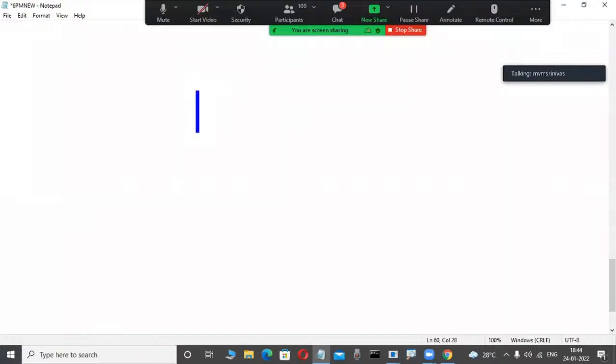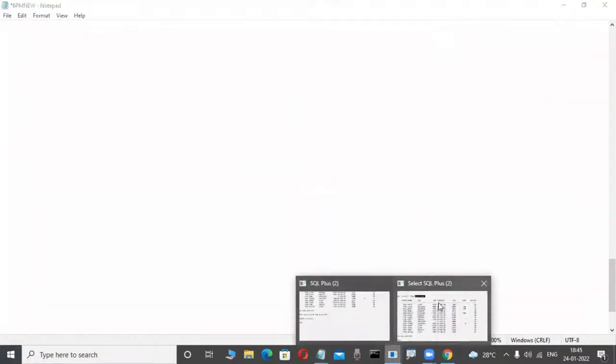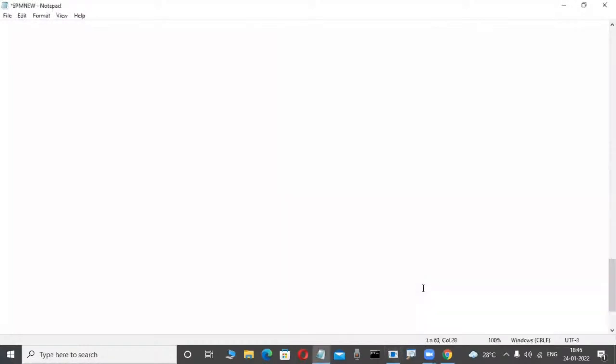One is the EMP table. EMP means employee details are stored in that predefined table, don't worry. Another table Oracle Corporation provides for practice is the DEPT table, the department table. One is the EMP table, another is the DEPT table. You will become familiar with these tables in the future. Don't worry, first I'm only injecting them without any knowledge.